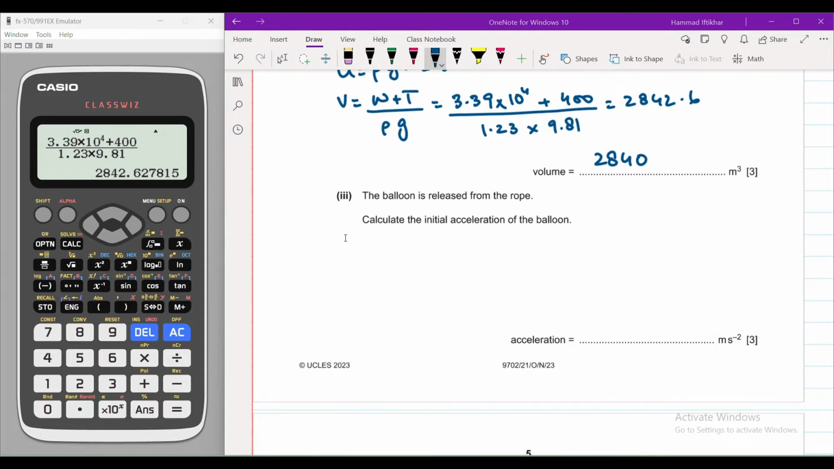The balloon is released from the rope. Calculate the initial acceleration of the balloon. When it is released from the rope, there's just upthrust and the weight now. So the resultant force is the upthrust minus the weight, and that will be equal to MA.